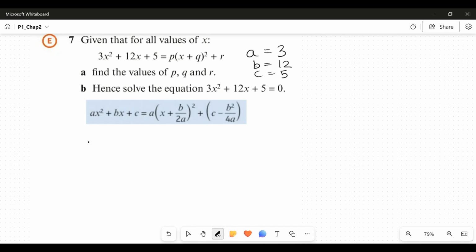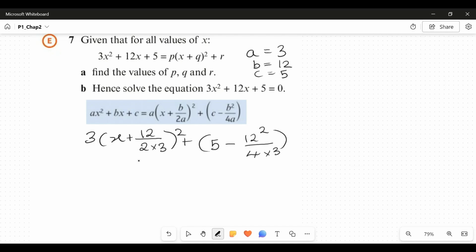So we have a, which is 3, and inside the bracket we have x plus b over 2a, where b is 12, and 2 times a is 3, whole square, plus, in the other bracket we have c minus b square, so it's 5 minus 12 square, divided by 4 times a, which is 3. And now we can simplify this.